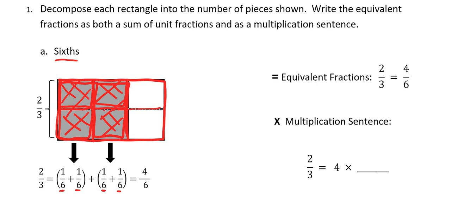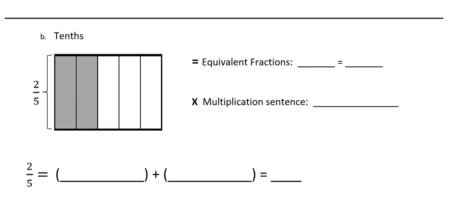So 2/3 is the same thing as 1/6 plus 1/6 plus 1/6 plus 1/6, or a total of 4/6. That shows how 2/3 is equal to 4/6. And to show that as a multiplication sentence, I would say that 2/3 is equal to 4 groups of 1/6. Let's look at another example.